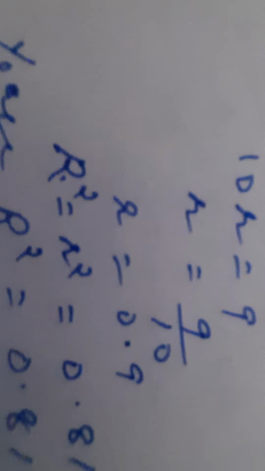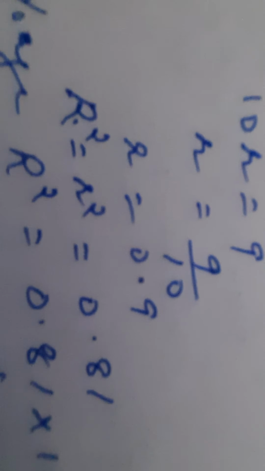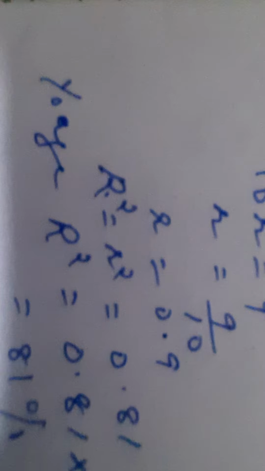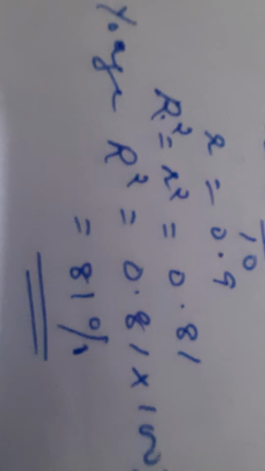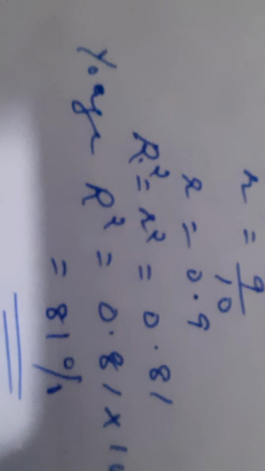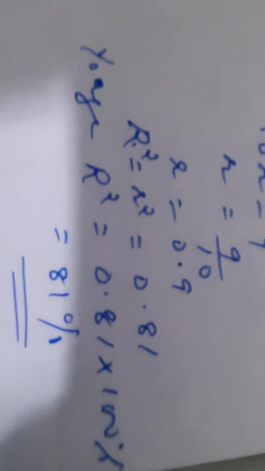Now we know R squared is small r squared. R squared is equal to 0.81. In percentage terms, R squared equals 0.81 into 100%, that is equal to 81%. So that gives you the answer for that question.